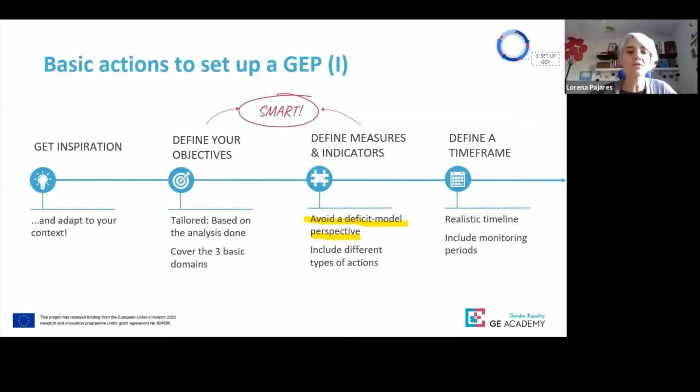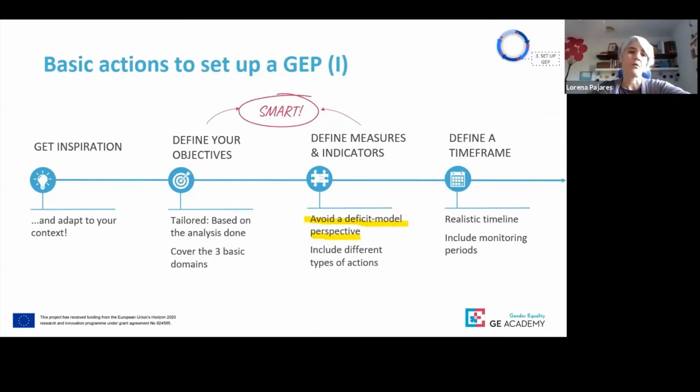And then we should include different type of actions, okay? We can go through a list of examples here, but you have a link to the GEAR tool, which provides a list of lots of examples of different actions. You have that at the end of the presentation, okay?